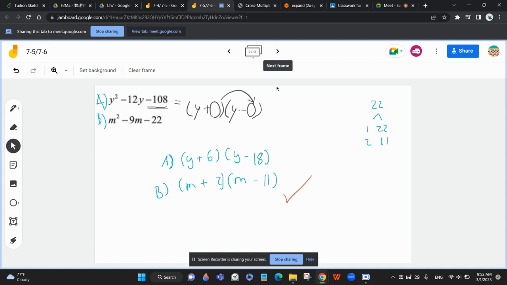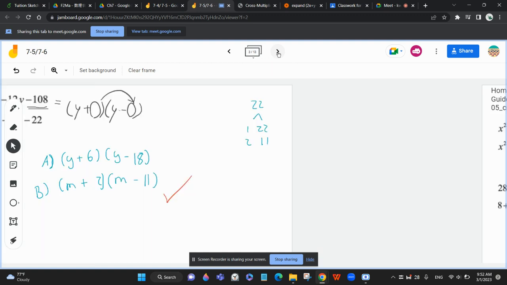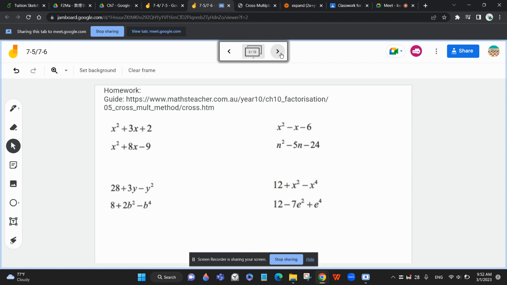Yeah, so if you want to check your answer, you can also expand these two brackets and then you see if they are the same as what the question asks. Okay, and then this one we'll skip.